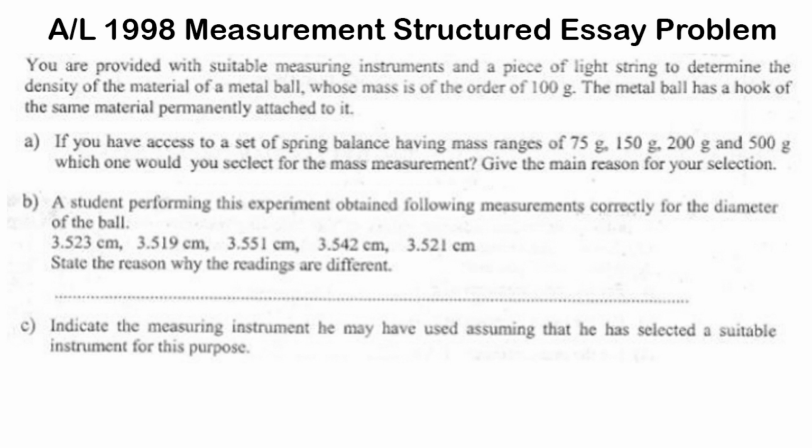Part A. If you have access to a set of spring balances having masses of 75 grams, 150 grams, 200 grams and 500 grams, which one would you select for the measurement? Give the main reason for your selection.